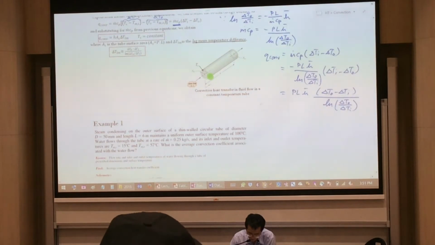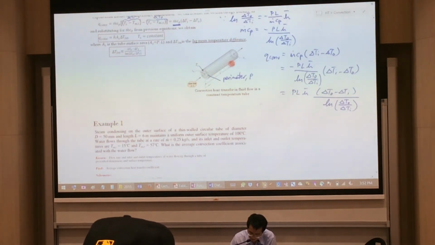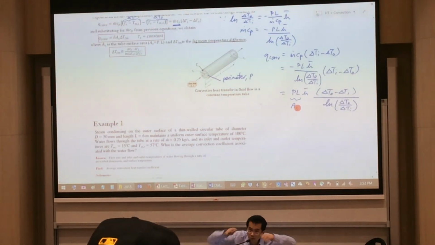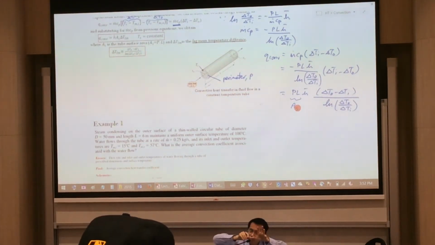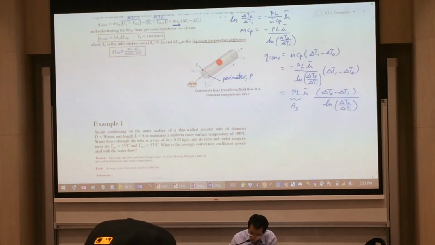PL here, P refers to the parameter of your pipe. That's the internal parameter of your pipe, multiplied by the length. So that actually gives you your area, your surface area where heat is transferring in perpendicularly. So parameter multiplied by the length, that's where heat is transferring in perpendicularly. So PL is written as As. S refers to the surface area where heat is transferring in radially and perpendicularly into the fluid.